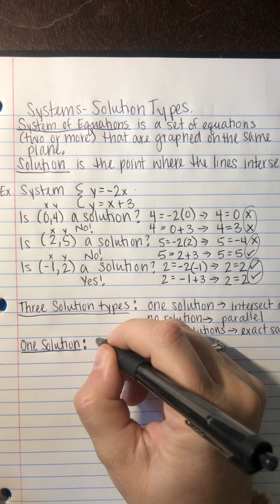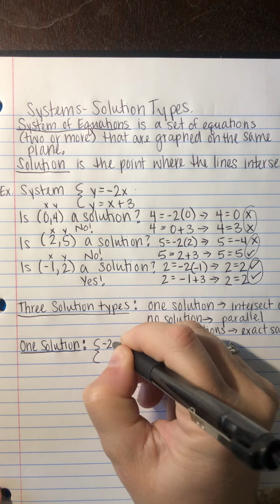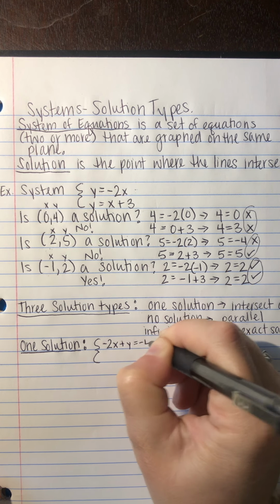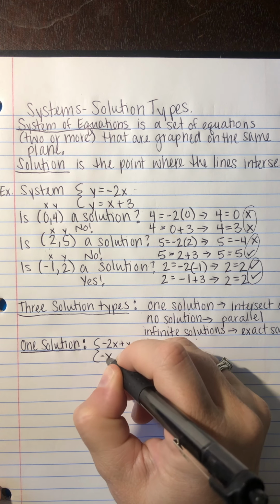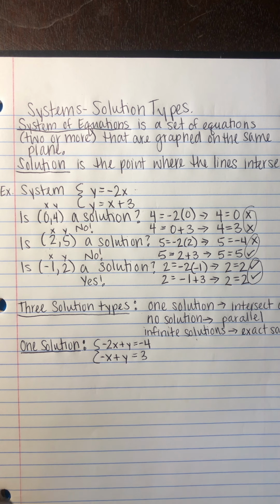And I'm going to give you a system here, and our system is going to be negative 2x plus y equals negative 4. It's our first equation there. And our second equation, negative x plus y equals 3. So right now these are in standard form.